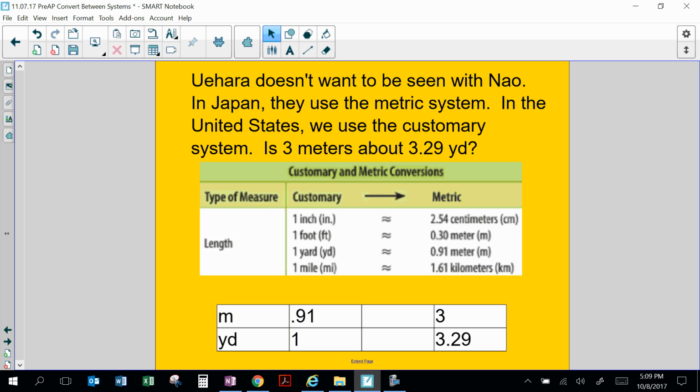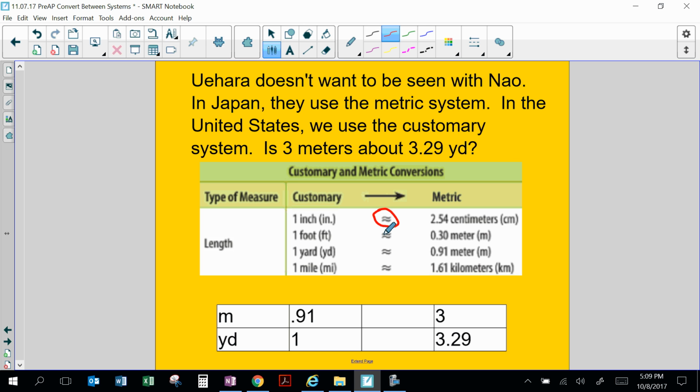So in our system, we use inches to centimeters, feet to meters, yards to meters, and miles to kilometers. So is 3 meters the same as saying about 3.29 yards? This means approximately, not exactly, estimated.